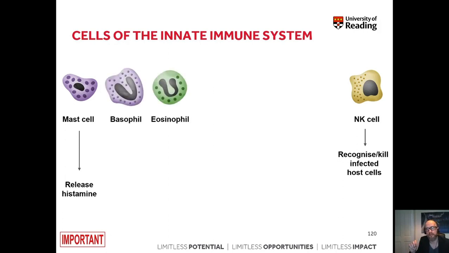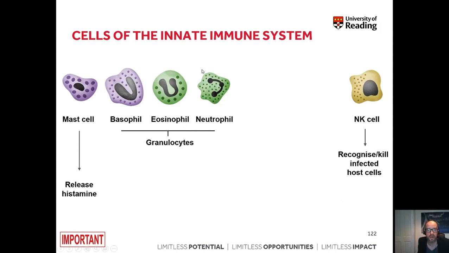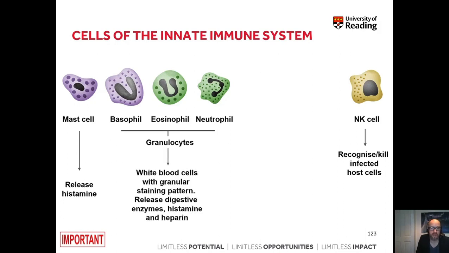Then we have basophils, eosinophils, and neutrophils, and those cells can be grouped and referred to as granulocytes based on the microscopic appearance. As you can see here in this schematic view of those granulocytes, they are full of subcellular structures that look like granules under the microscope. Those are white blood cells with a granular staining pattern. They release digestive enzymes, but also histamine and heparin.